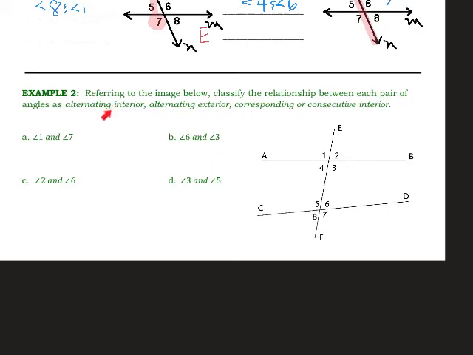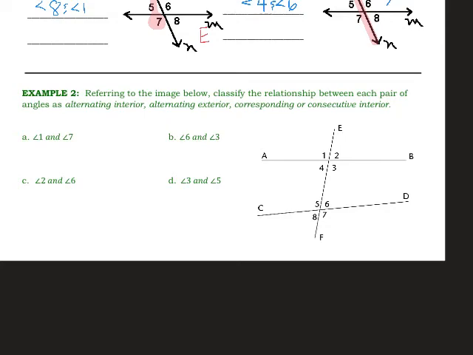They can be alternating. Remember, you're alternating lanes in a car. Or they can be consecutive interiors. Which ones are they? It should be consecutive because they're next to each other on the same side of that third line. So consecutive interiors. All right, consecutive interiors has been taken.